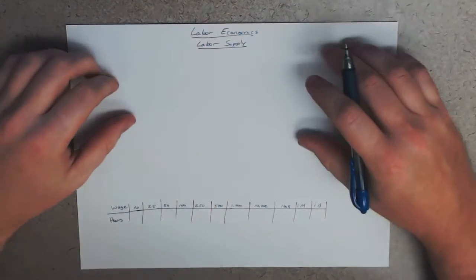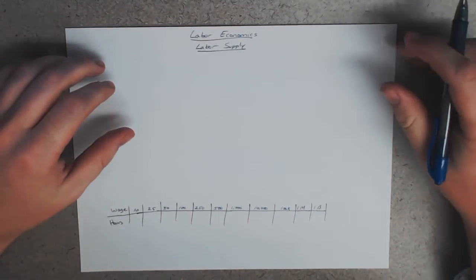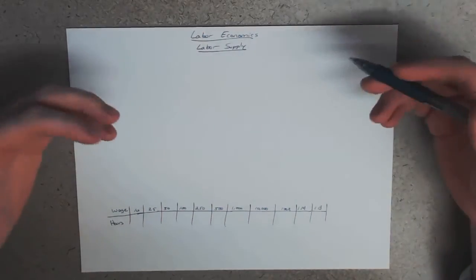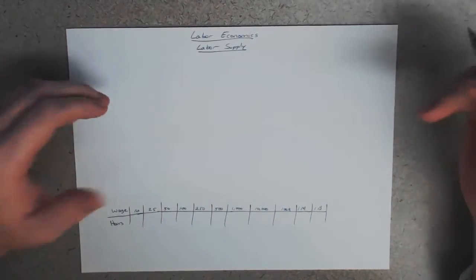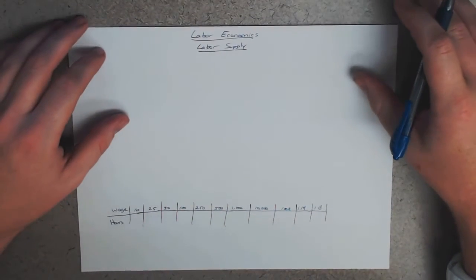Okay, so this week we're going to be talking about labor supply. Basically, what we're doing is we're building a very simple model of labor demand, which slopes down and to the right, and labor supply, which slopes in an interesting way, which we're going to find out today.